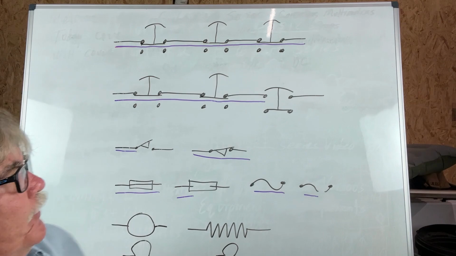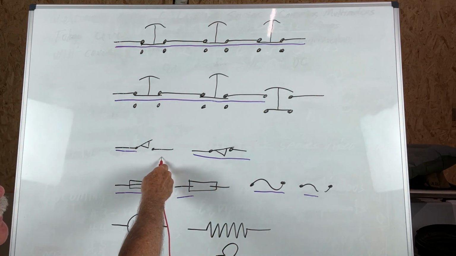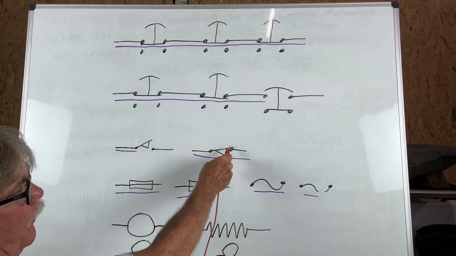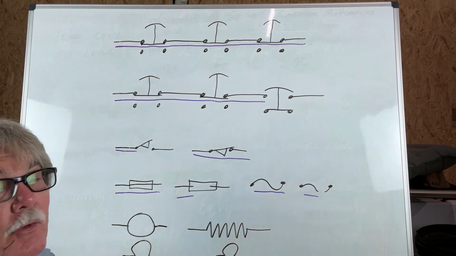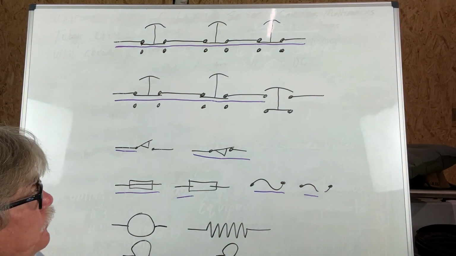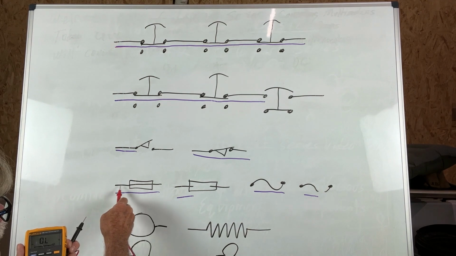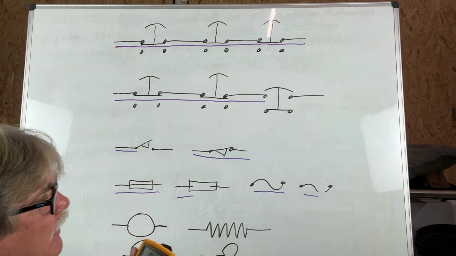Same thing as if we had a switch. This is a limit switch right here, and the limit switch is open. So the current path is from here to here, and it stops at this point. But when that switch closes, you're going to have current flow pass on through. Same thing with a fuse. A fuse is there to protect the circuit.